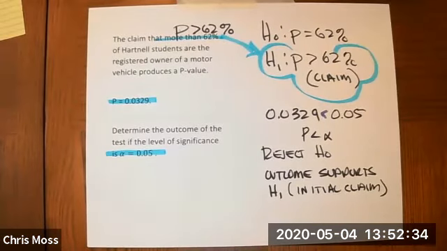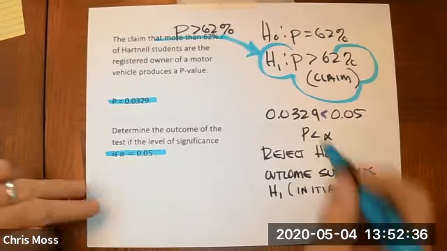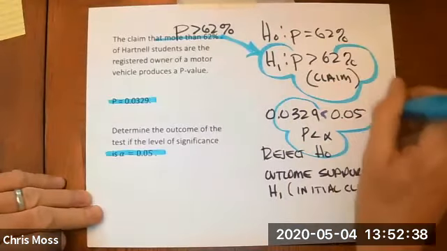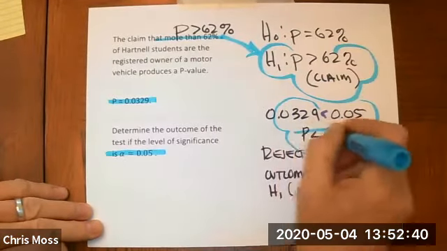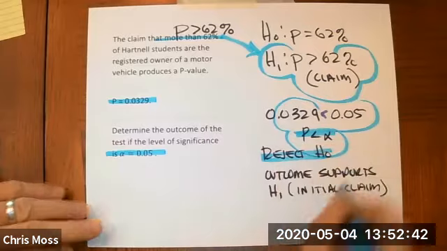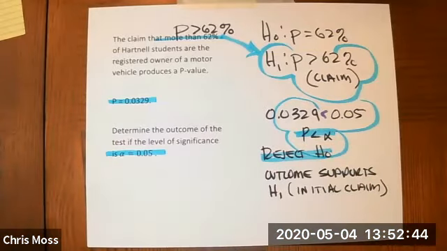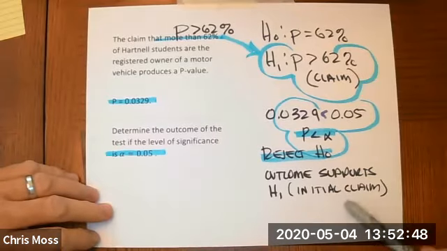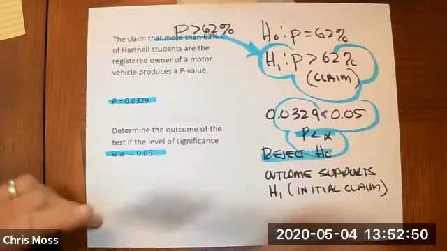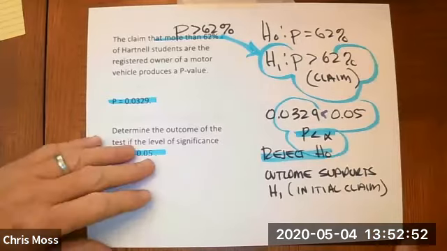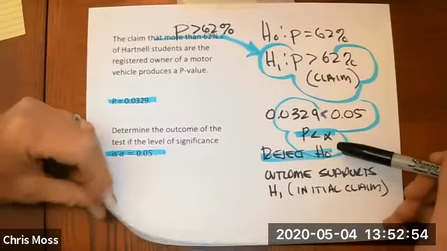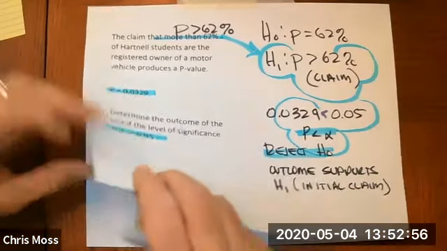And again, p less than alpha is how we make this determination. P less than alpha means we reject the null hypothesis. So in this case, that outcome supports the initial claim because my initial claim is the alternative hypothesis, which we go to after we reject the null.